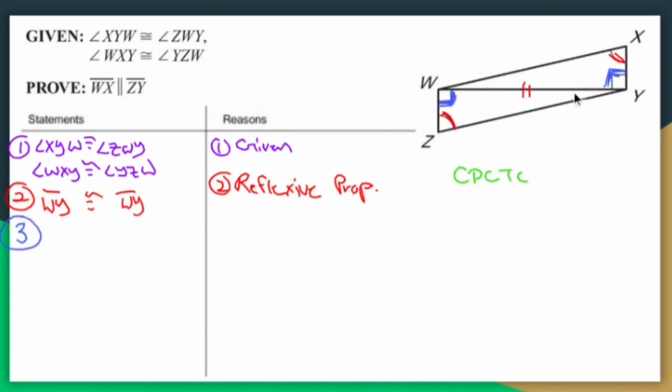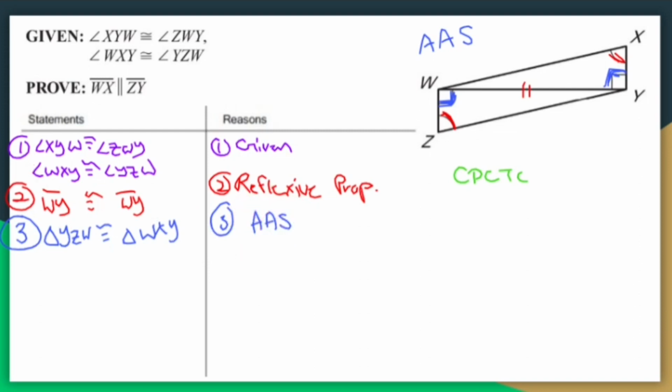Now I have two angles. Ooh, and a non-included side. That's AAS. So I can say that these two triangles, so let's put it in order. Y matches up with W. Z matches up with X. So X, and what's left? Y. So triangle YZW is congruent to triangle WXY. And the reason for that is AAS.